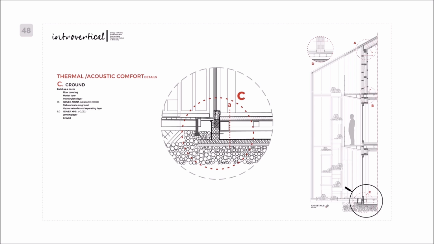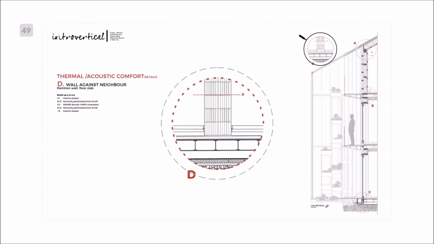49. In the row house layout, you can show the relationship of a prefabricated module with the neighboring building with the wall against neighborhood detail.